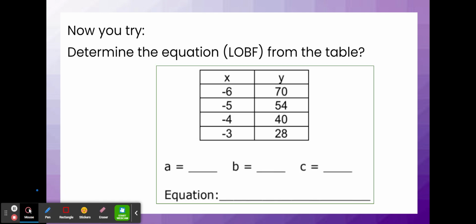Okay. Determine the line of best fit from the table. Again, they give us data for a table. Type into Desmos. Find your A, B, and C after you run a regression. So you write your equation.